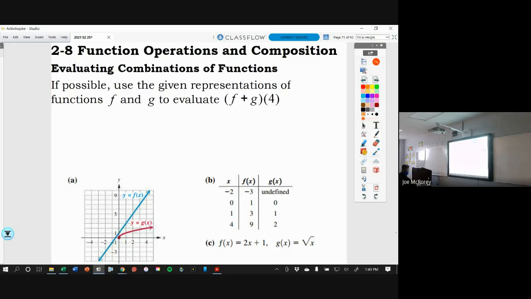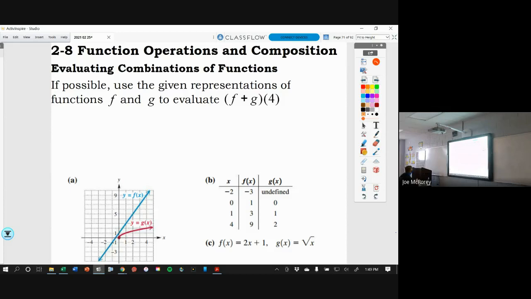If possible, use the given representations of functions f and g to evaluate f plus g of 4. Take a close look at A, B, and C and tell me how they're different. First one, the graph, the second one, okay, so we have a graph, a table, and equations. How else are they different? Or are they different? You tell me.